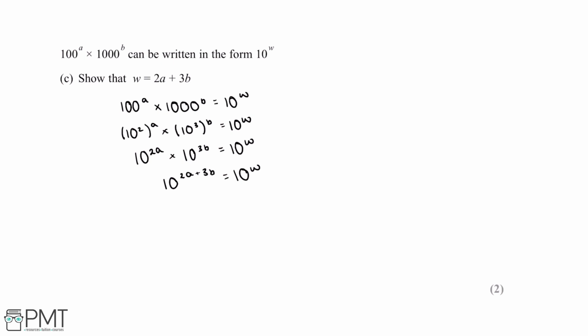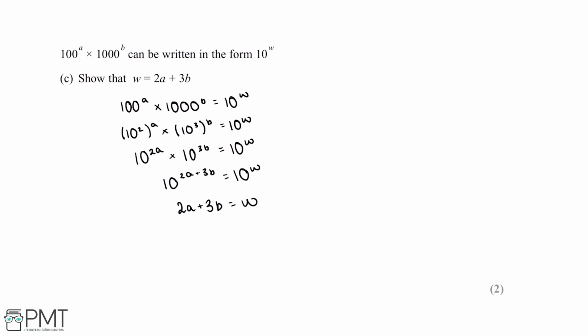So therefore 10 to the power of w equals 10 to the power of 2a plus 3b. And what this means is that 2a plus 3b is equal to w. Now this question's worth 2 marks.